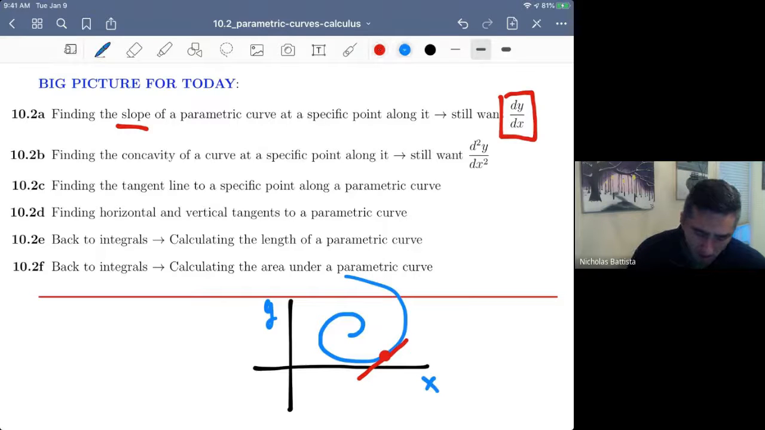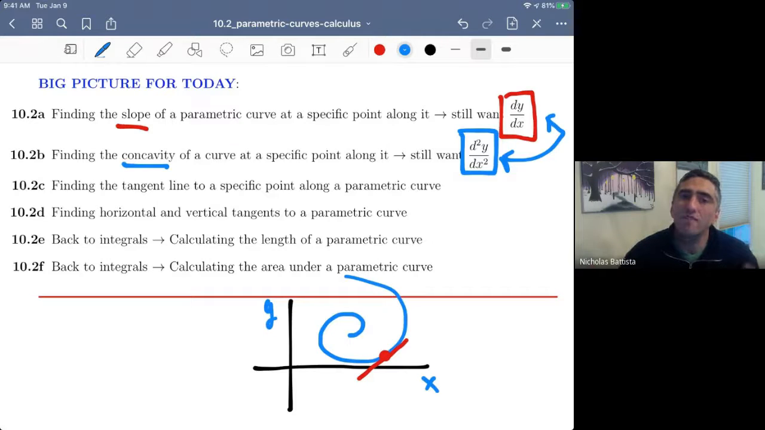Next, we're going to set our sights on finding the concavity of a curve. And concavity, if you remember from Calc A, was synonymous with computing second derivatives. So we're still actually going to try and compute a second derivative of y with respect to x. Now, what's going to feel a little different about these as compared to Calc A is, remember, we don't have a function y that's a function of x. x and y are individual functions of that parameter t.